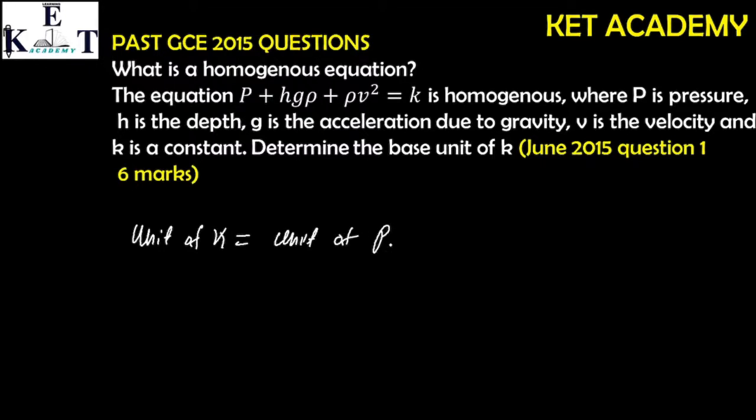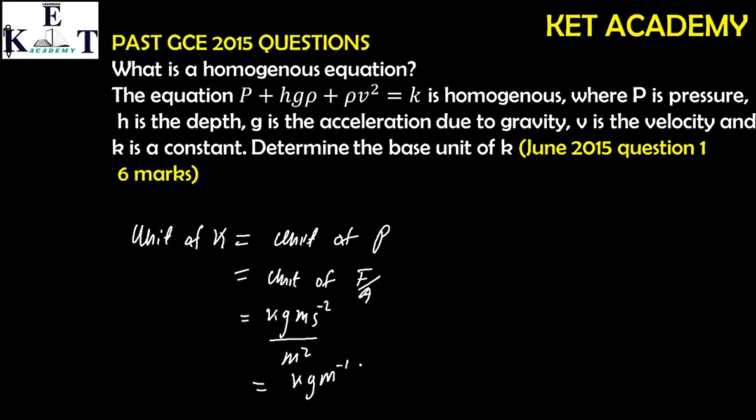So since P is pressure, we're simply going to say this is the same as the unit of force on area. And what do we know? Force is kilogram meters per second squared. I guess by now we must know that the unit of force is that, and the unit of area is meters squared. So we have to simplify this. Simplifying now, we're going to have kilogram per meter per second squared. So basically that's the unit of K. That was what was required from you to get 6 marks, straightforward.